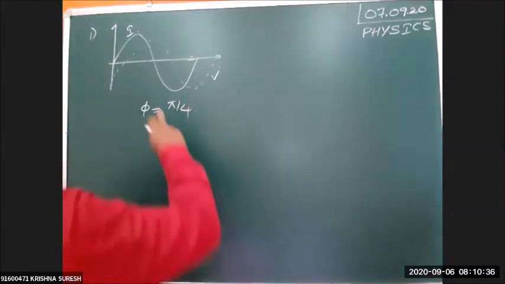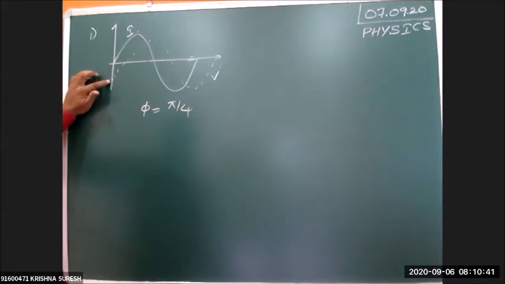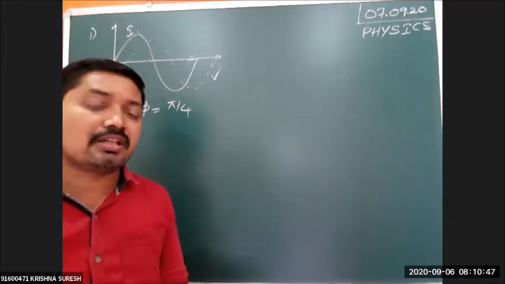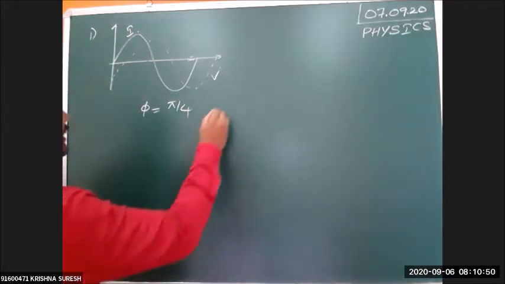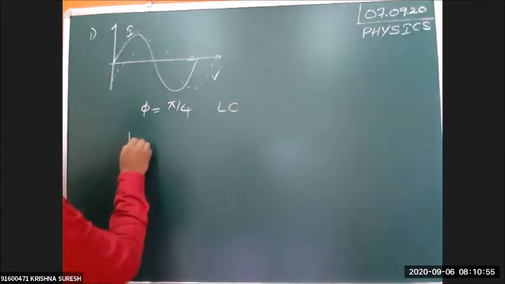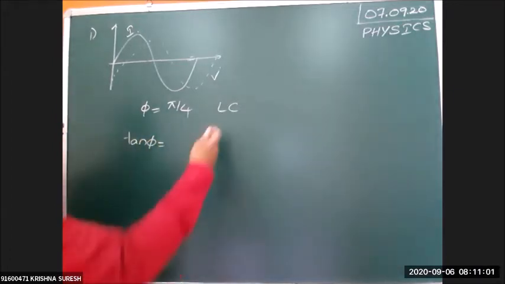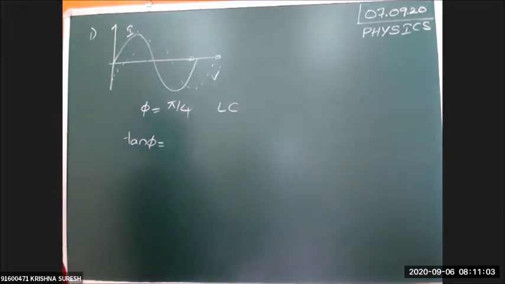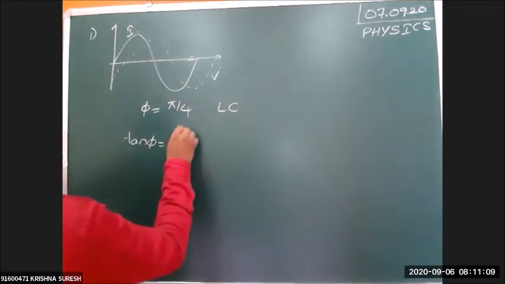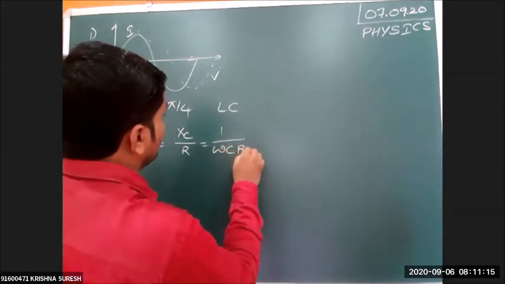If you see here in this case, current leads the voltage. Current is leading the voltage means that case is nothing but a series LC circuit. So in that case, we know tan phi is equal to XC by R, which means 1 by omega C R.